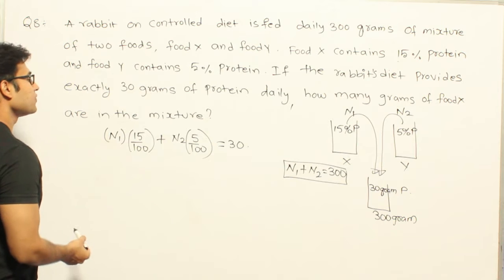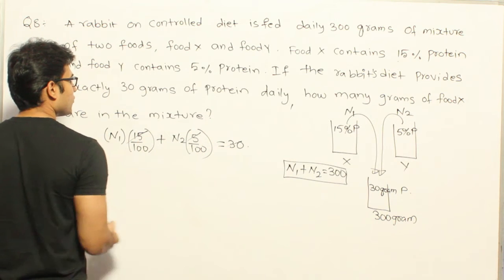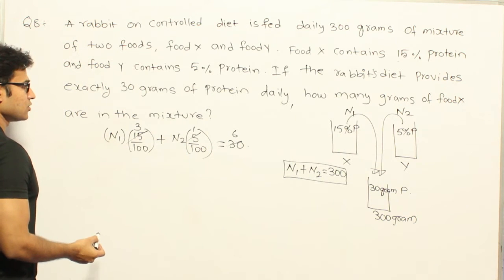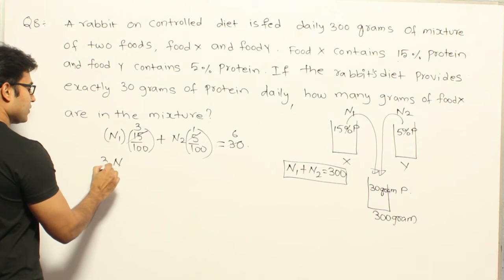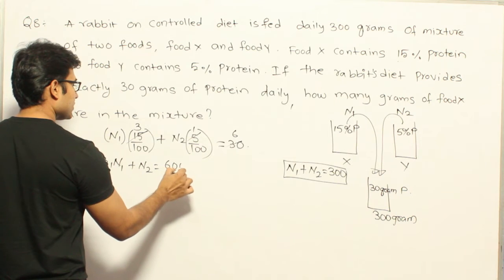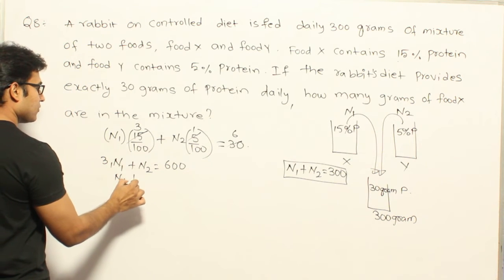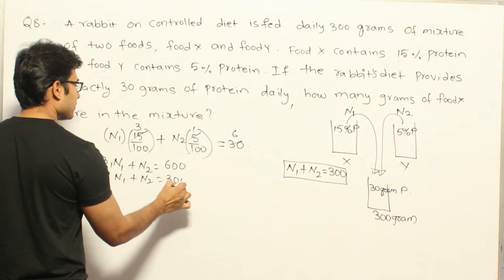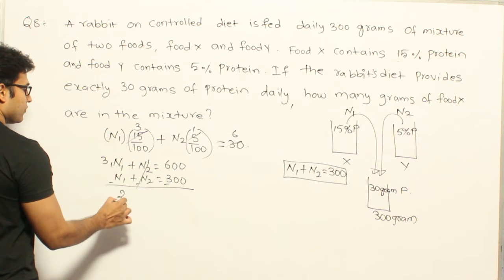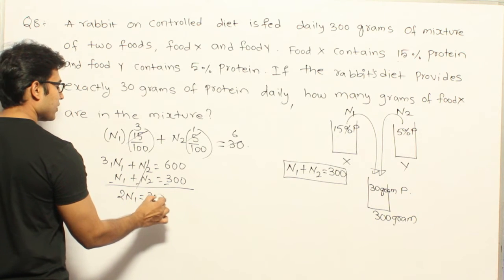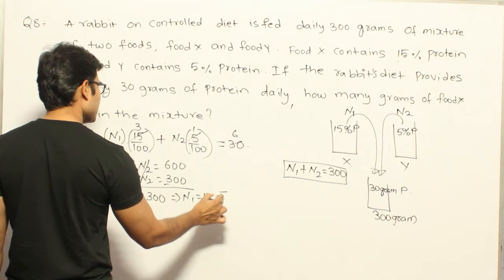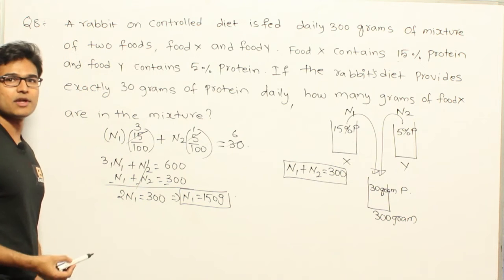So how to find out the value of N1? So you can use 5 3s are 15, 5 1s are 5, 5 6s are 30. So if you send 100 across, it is going to be 600. So 3N1 plus N2 equal to 600, right? And we already know that N1 plus N2 is equal to 300, right? Just cancel it. Now what do you get? 2N1 equal to 300. That implies N1 equal to 150 grams. So this is the answer. That is what they have asked. What is the value of N1?